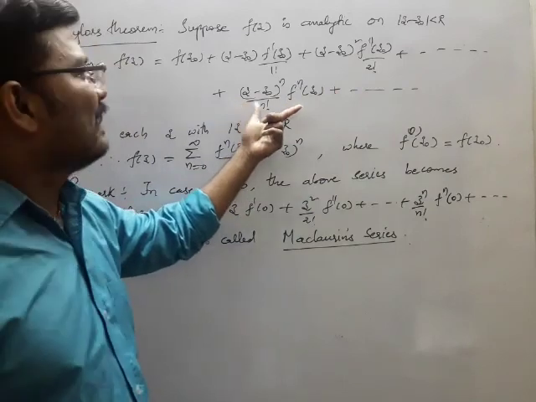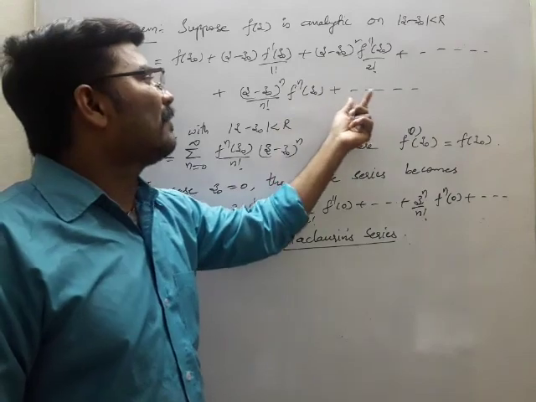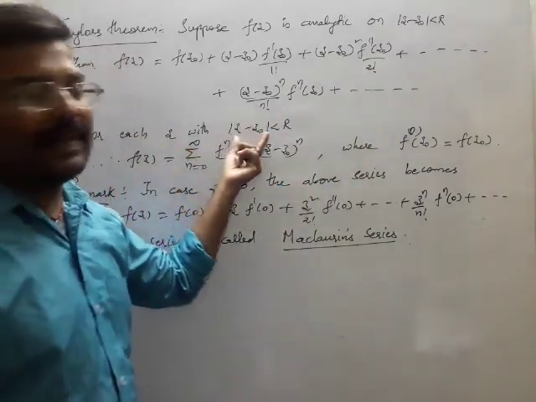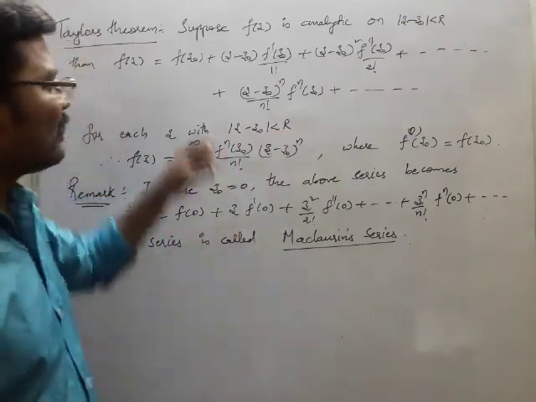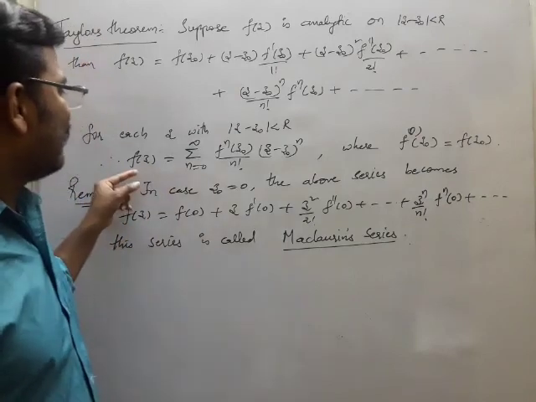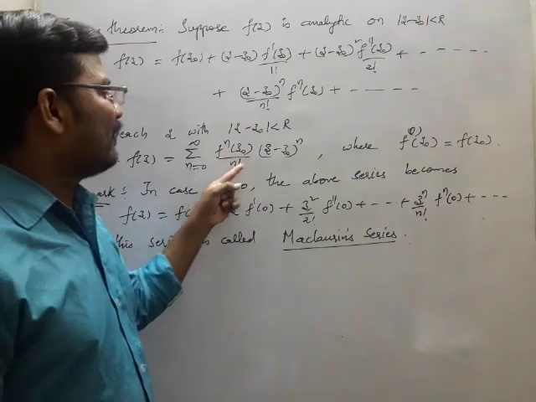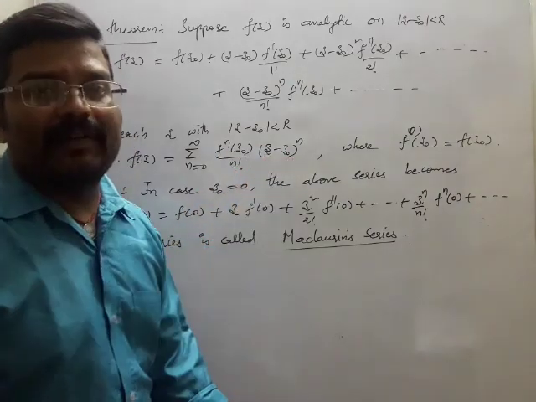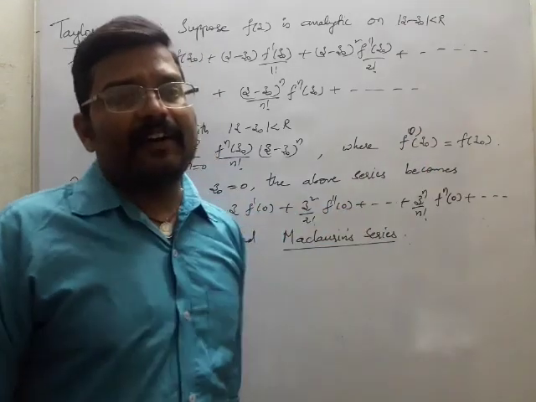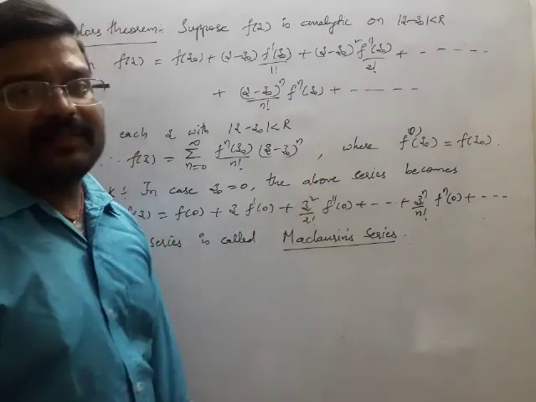You will be getting (z minus z naught) whole power n by n factorial into f power n of z naught plus and so on, for each z with mod z minus z naught less than r. Now this is the statement. We can write this entire expression as f of z equal to summation n equal to 0 to infinity f power n of z naught by n factorial into (z minus z naught) whole power n, where f power 0 of z naught is taken as f of z naught. This is the statement of Taylor's theorem.